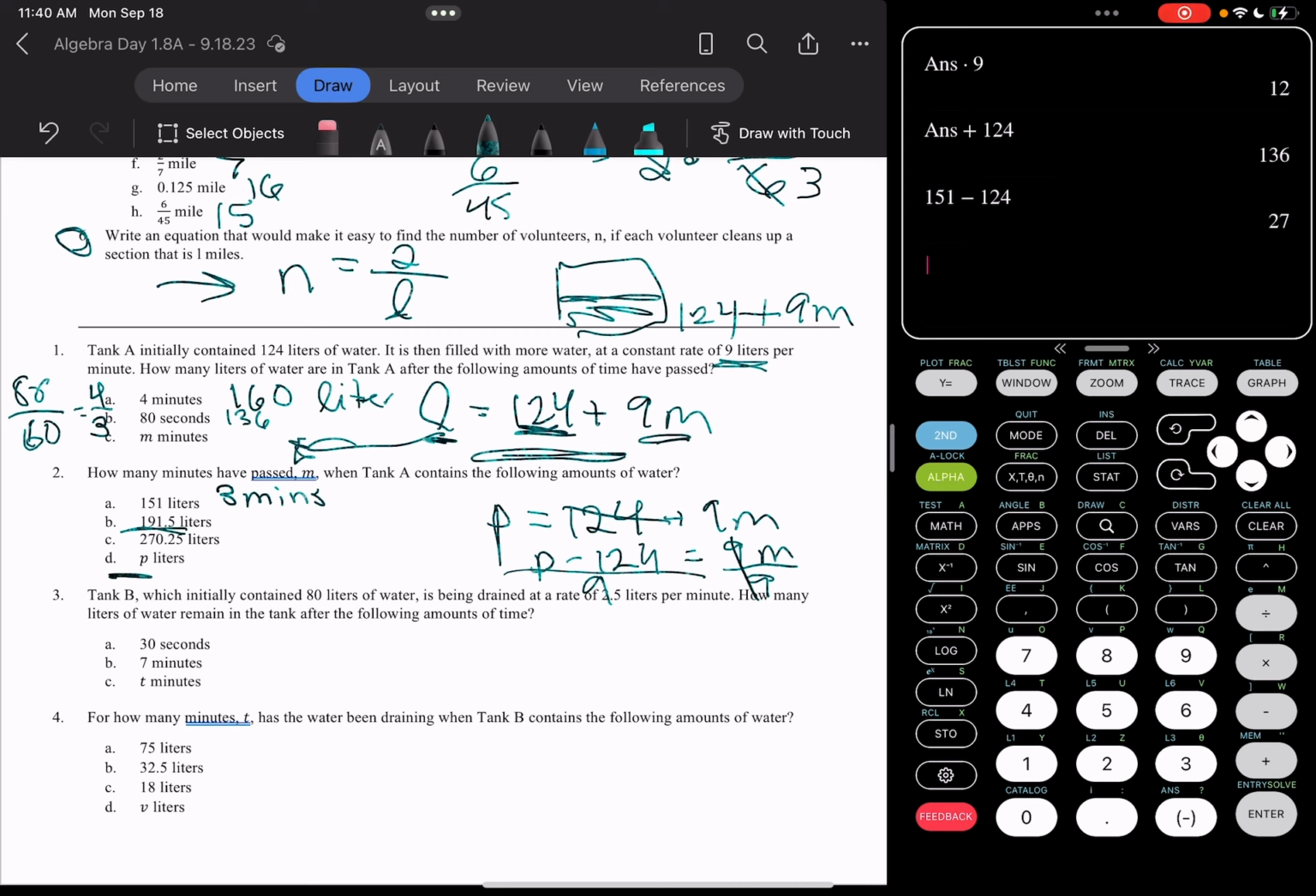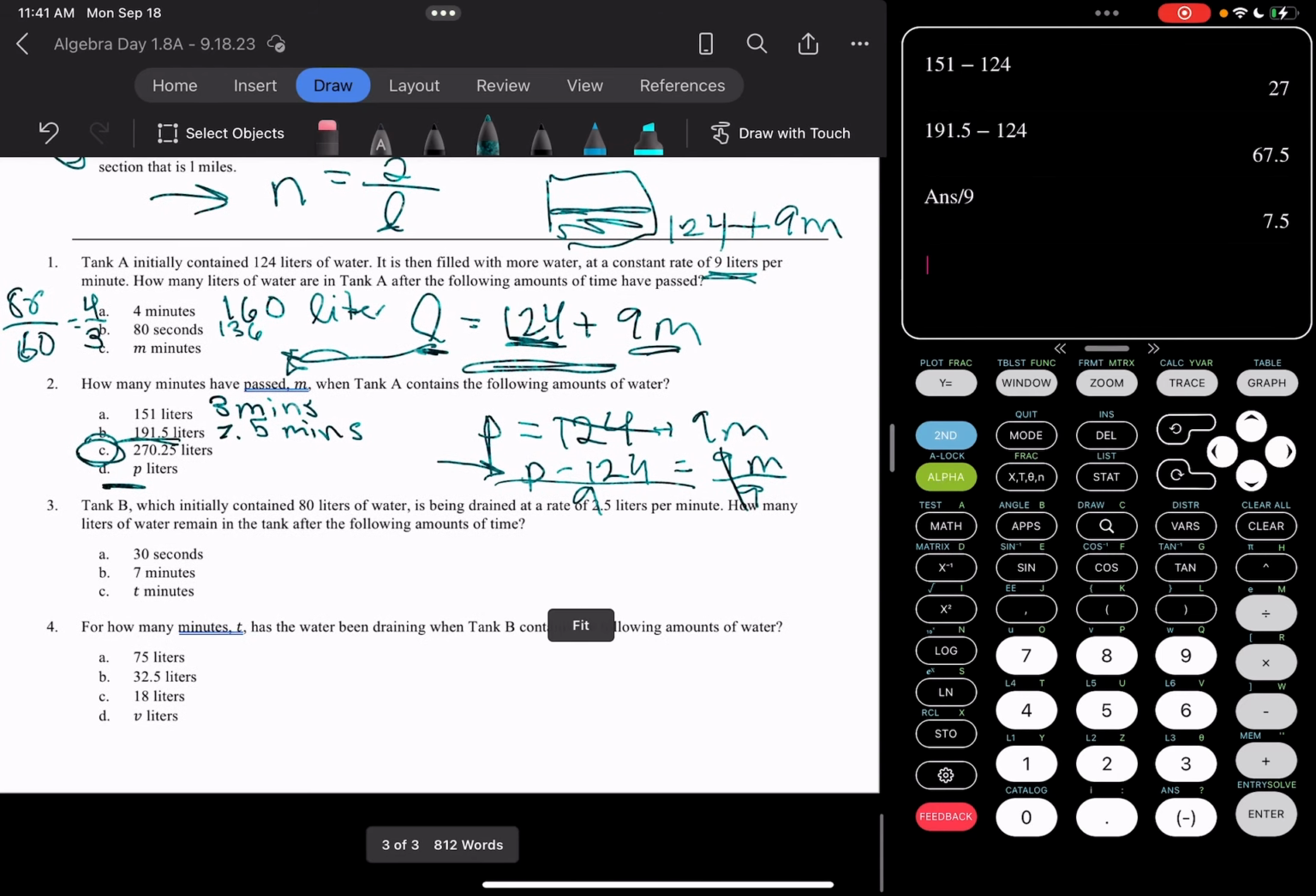So if we try that then, we can do 191.5 minus 124 divided by 9 is 7.5. This gives us how many minutes it would take to get to 191.5 liters. All right, try that with 270. You can do that on your own. Again, you're plugging that in here for P now that you have that equation, and see what you get.